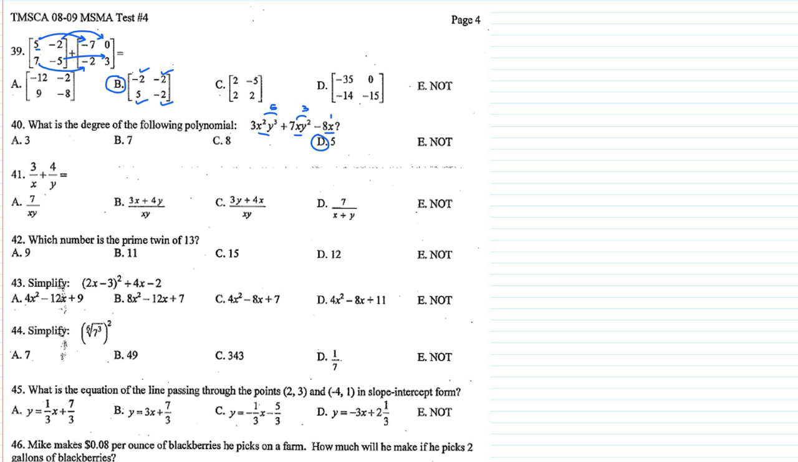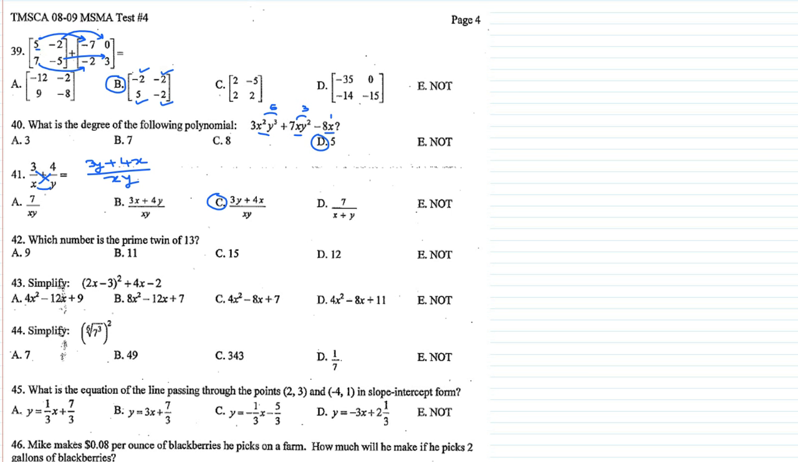Question 41. What is the sum of 3 over x plus 4 over y? In this case, we simply cross multiply. 3 times y is 3y. 4 times x is 4x. And then in the denominator, we have the product of x and y. So the answer is 3y plus 4x over xy. So answer C.